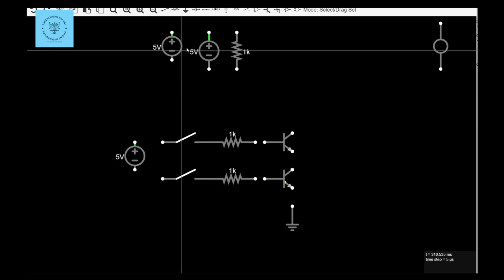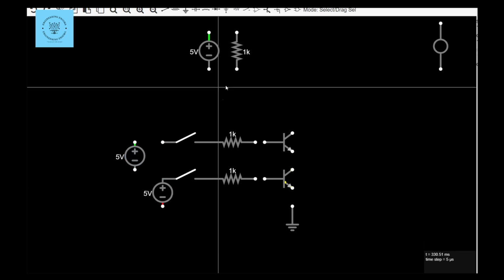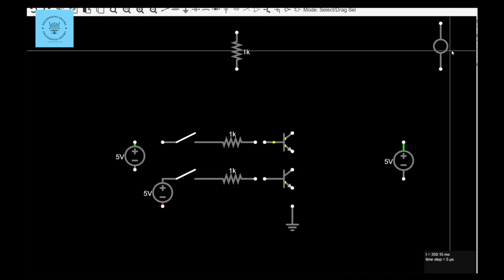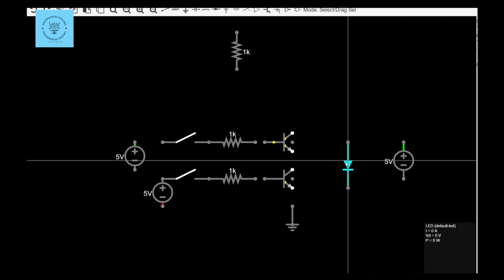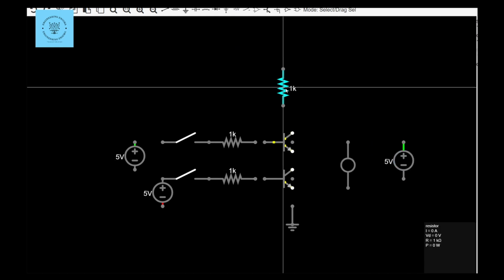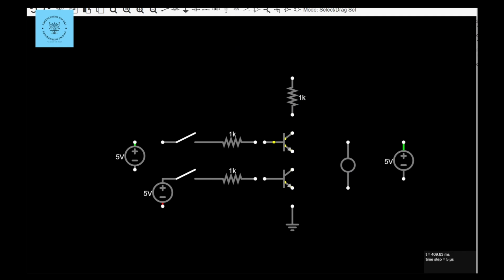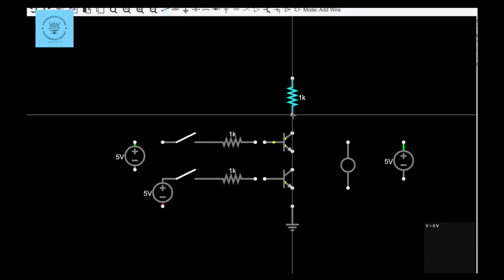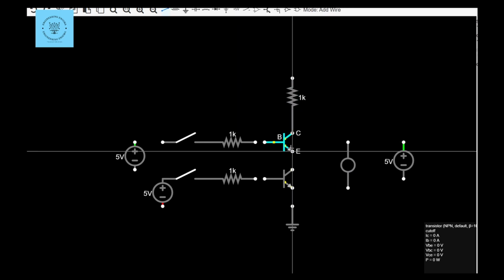Before we understand the circuit, let's quickly see what a NAND gate is. A NAND gate is a digital logic gate that gives an output of 0 only when both inputs are 1. For all other input combinations, the output is 1. Now let's see how this circuit works.